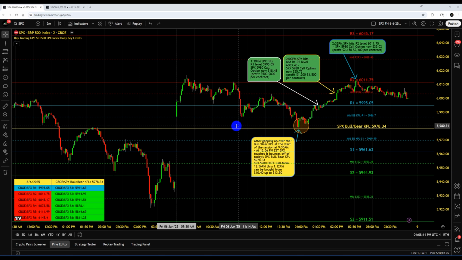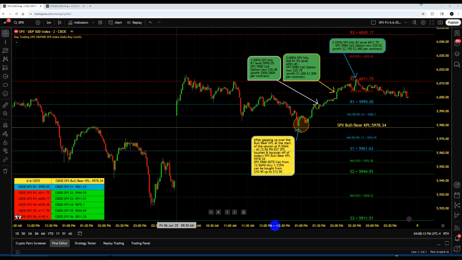So we have up on the chart a 2-minute chart for the SPX CBOE Index for the Friday session. As you can see, here we have the 9:30 marked off here. This is the session open. As you can see in this session, we gapped above. We had a large gap up today, and at the open we gapped above the bull bear KPL for today for SPX, which was 5978.34.